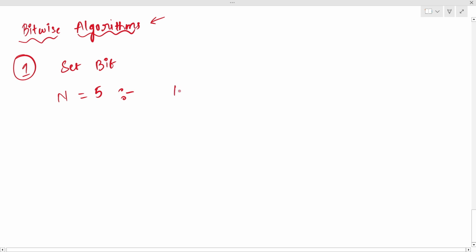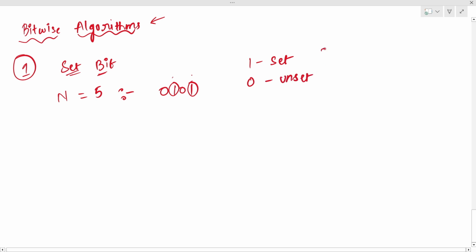4 plus 1 is 5, right? So we can write something like this. It is 2 power 2, 4, plus 1, 5. Let's say set bit is nothing but, remember, set bit is nothing but these 1s. 1 is called a set bit. 1 is nothing but set, 0 is nothing but unset.